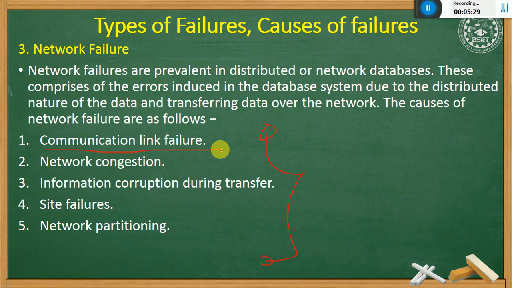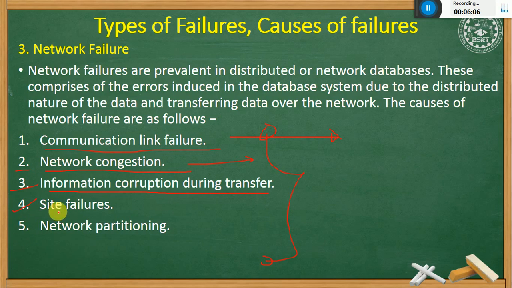If a communication link gets damaged, network connectivity gets damaged, your network cable gets damaged, or wireless media fails, then you cannot have the data. Second, network congestion. A number of users are accessing the same data, so a heavy load on your network can corrupt your data or you cannot access the data. Third, information corruption during the transaction. In an online transaction, some data gets corrupted, some packets get lost, or some data can be leaked. That is the problem of information corruption.